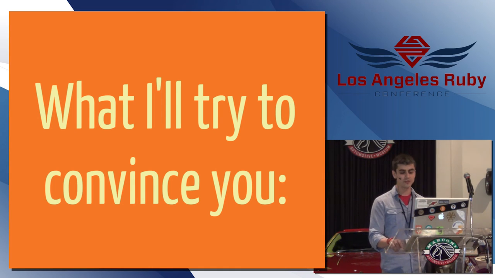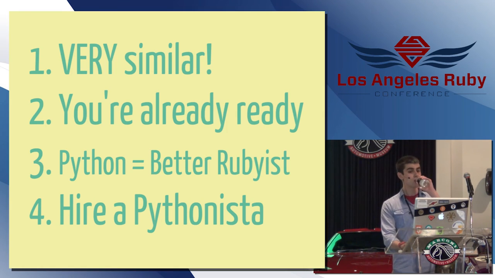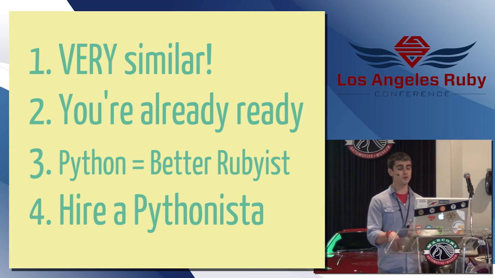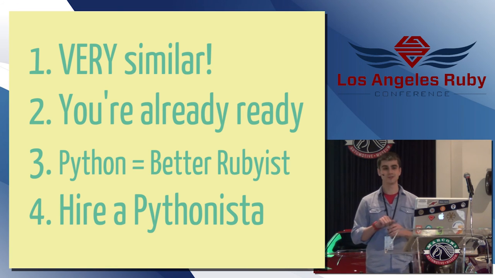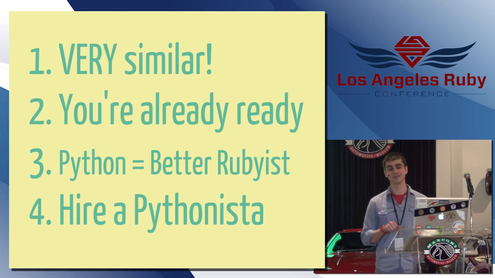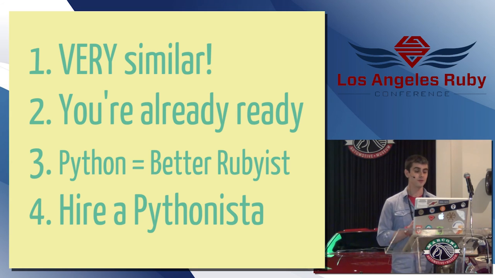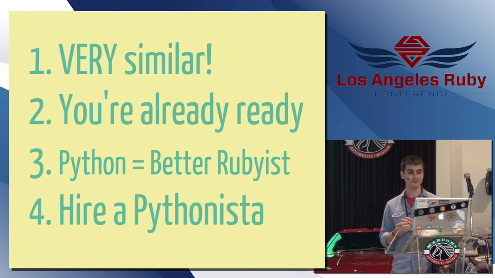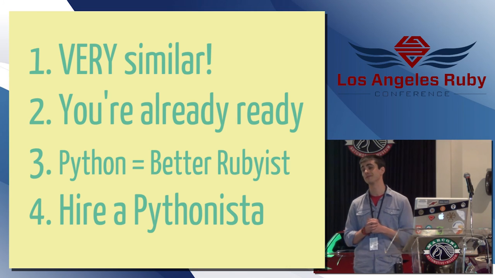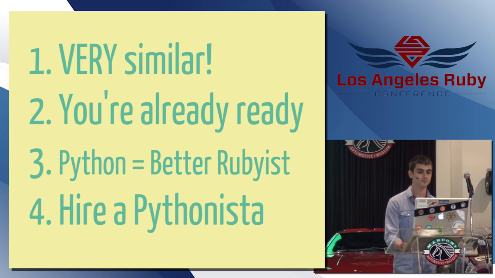What I'm going to try to convince you of with this presentation is, one, that the two languages are very similar, and despite some major differences, they're more similar than they are different. Two, you're already ready to start writing Python because of your Ruby experience. The jump is not a big one. Three, learning Python will make you a better Rubyist, and I hopefully will convince you to look into hiring Python programmers, even for Ruby programming positions.